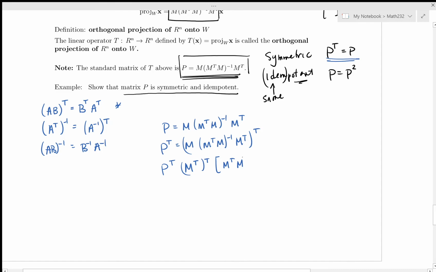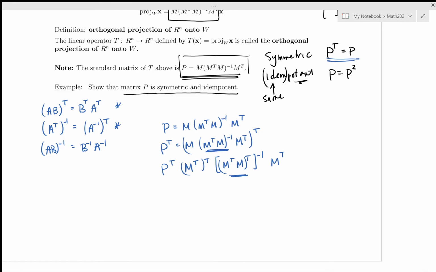I did two steps at once here. M transpose, this transpose minus 1, and M transpose. So when I took the transpose of this middle guy here, it stayed in the middle, and then what I did is I simply exchanged, using this property here, the order of the operations there.